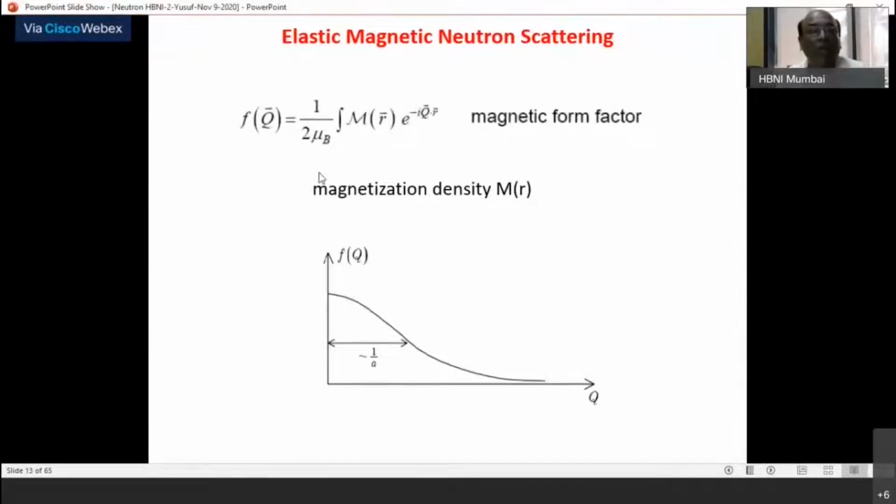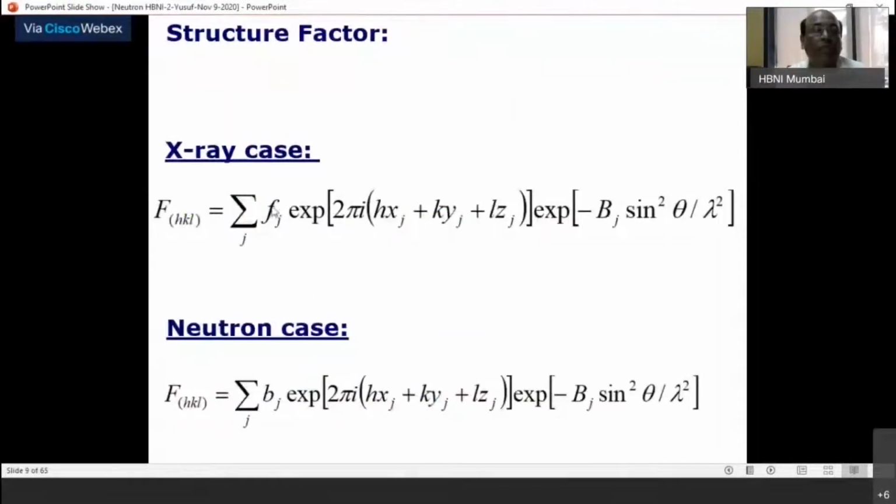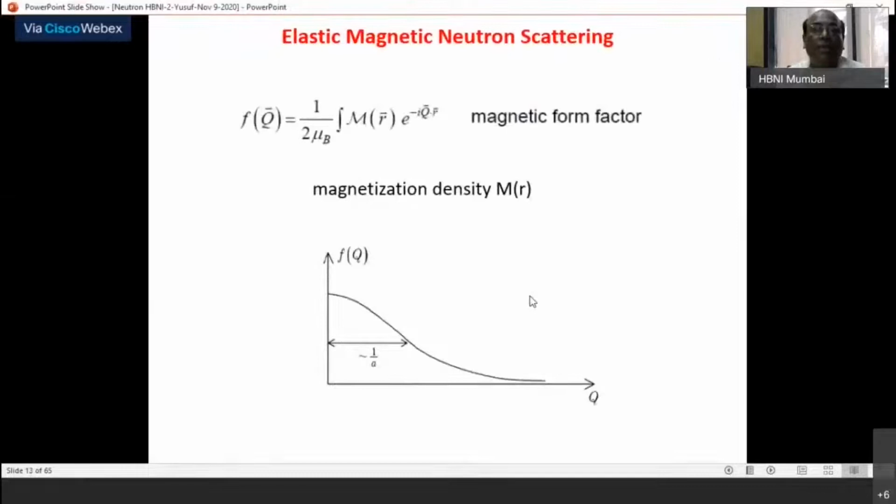I again go back to the expression. The form factor is multiplicative. If this is 0, let us say, then obviously the structure factor is 0. Then the structure factor mod square is proportional to your observed intensity.